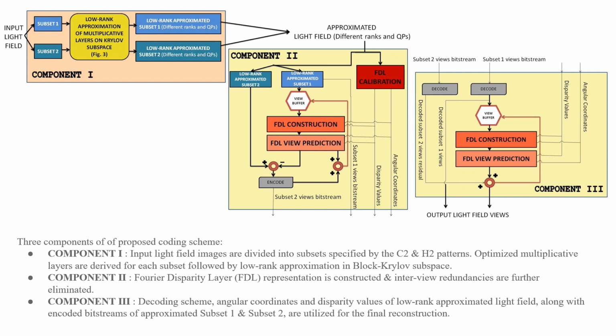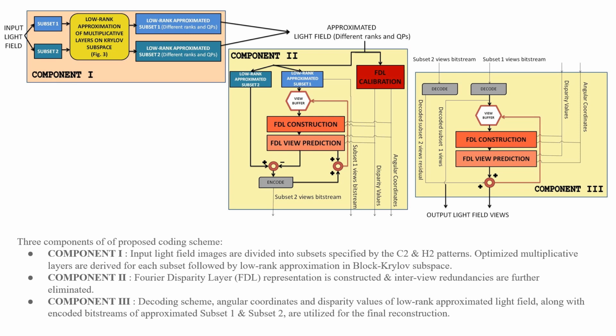In component 2, the input is the approximated light field, and we will be working in the Fourier domain. The first subset is used to construct the FDL representation, which then aids in the synthesis of views of the second subset. There is an iterative refinement of the FDL representation here in component 2, and this is done till all the approximated light field views are encoded.